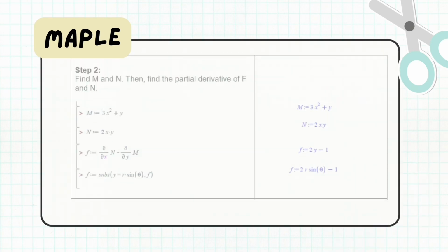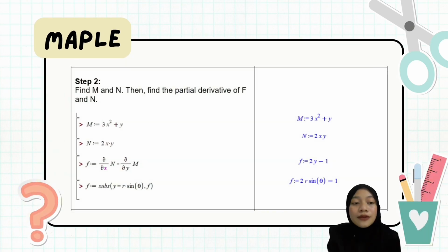theorem. So, for step 2, we define the components of the vector field. Let M equal 3x squared plus y and N equal 2xy. Then we compute the scalar function f from Green's theorem, with N with respect to x and M with respect to y, and it gives us f equals 2y minus 1. So next, we substitute y equals r sin theta in f, and the output gives us f equals 2r sin theta minus 1.